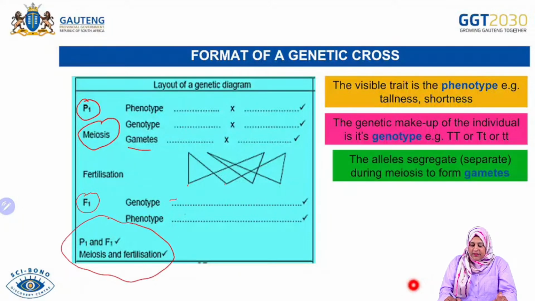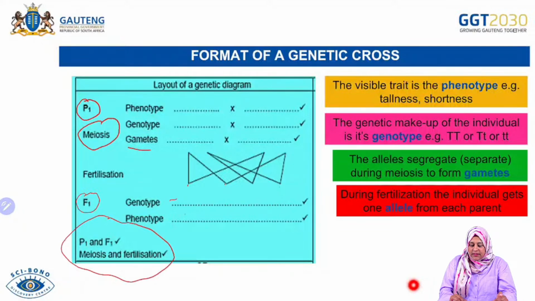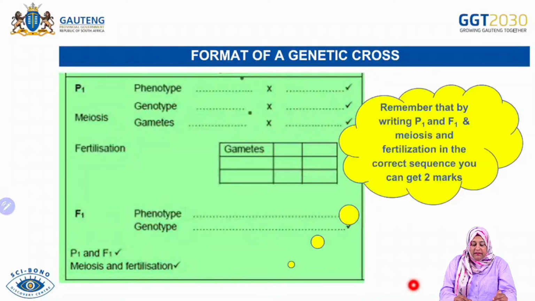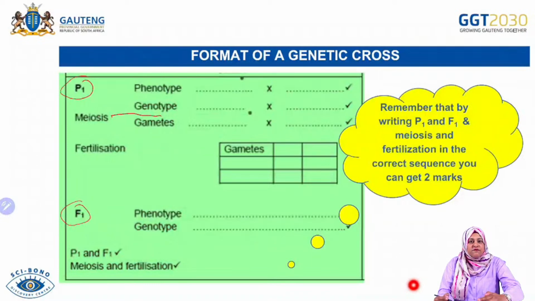So the alleles segregate to form the gametes, and during fertilization, each one gets one gamete from each parent, and that's how you work out the genotype there. So make sure that you write the P1 and the F1 in the correct place. Also, meiosis must be before gametes, because remember, meiosis occurs and then your gametes form and then fertilization occurs. So they must be in the correct place to get your 2 marks, and that is an easy 2 marks to get if you just follow the format of a genetic cross.